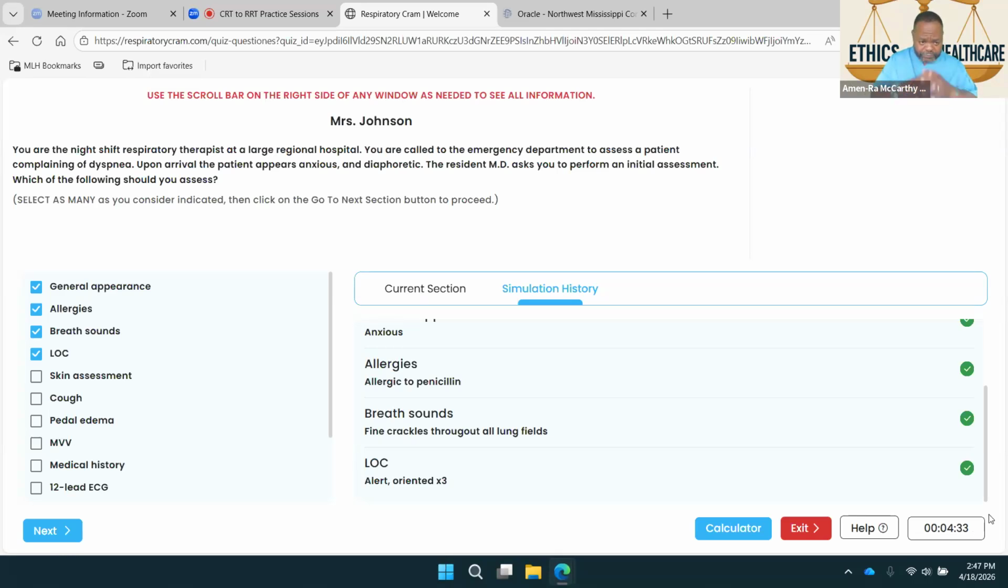What about, excuse me, skin assessment? Do we want to do a skin assessment, whether they're diaphoretic or dehydrated, things like that? Do we want to do a skin assessment? Yes. Yes. Okay, let's see.